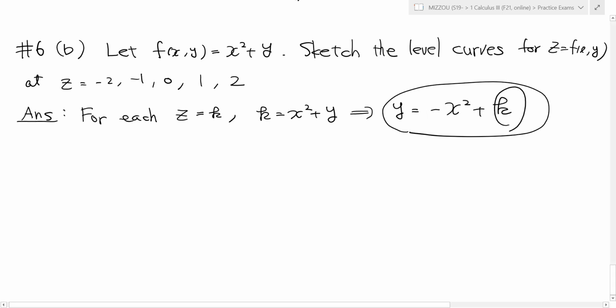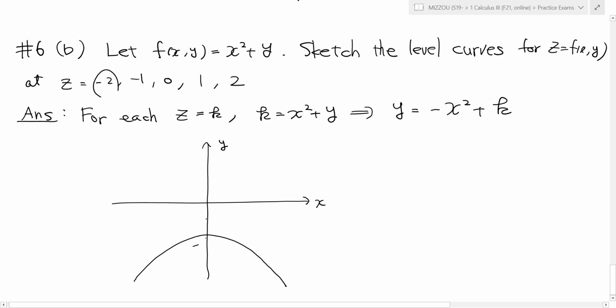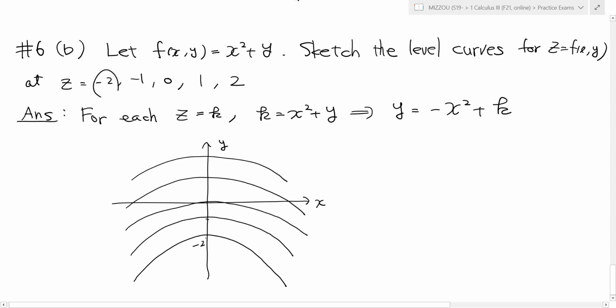And then as you change k from -2 to 2, what you do is just change the y-intercepts of the parabola. So you can sketch those curves on the xy plane like this. Now if k is -2, the y-intercept is -2, and it's a parabola opening downward. And then -1 is the same parabola, you just parallelly translate. And at 0, it touches the origin and then goes like this. You just translate parabolas like this.